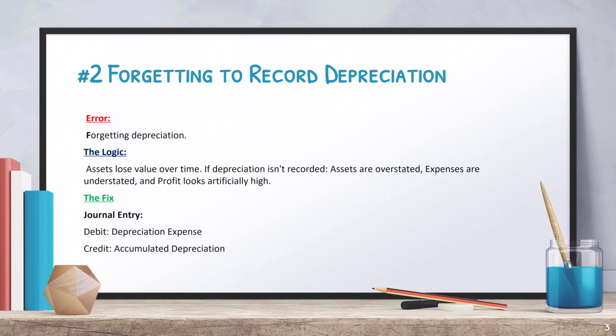Next mistake: forgetting depreciation. For example, you buy a $50,000 truck and 3 years later, it's still sitting on the books at $50,000. The logic: assets lose value over time. If depreciation isn't recorded, assets are overstated, expenses are understated, and profit looks artificially high. The fix: enter the journal entry below. This spreads the cost of the asset over its useful life.